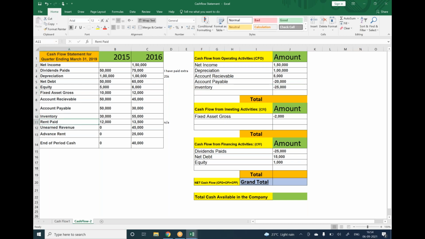Rent paid is not applicable. Unearned revenue last year, this year is 45,000. So it will be unearned revenue. You have received the money, so it'll be plus 45. Advance rent is an asset. Plus 25. Now you have paid, right? Minus 25.